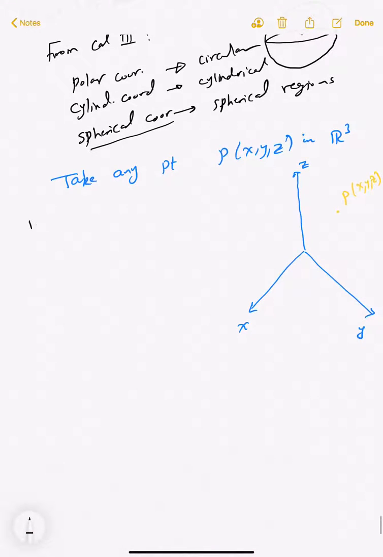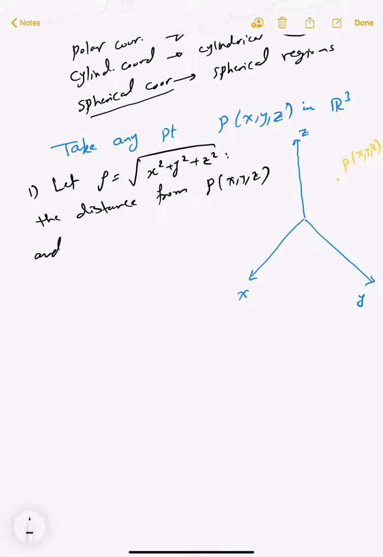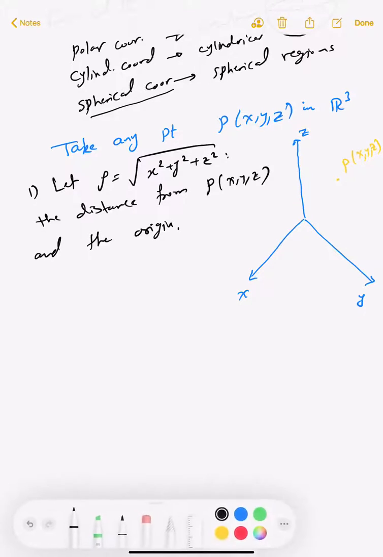Okay. Now, the first thing, let's denote the square root of x squared plus y squared plus z squared. So what is this? This is the distance from the point P to the origin. Please, we need to distinguish between the point P and rho. So if we look at our figure, this is the origin, this is the point P, this is the distance rho. So this is what we mean by rho. We just measure the distance from the point to the origin. This is the first thing, and this will be the first spherical coordinate.